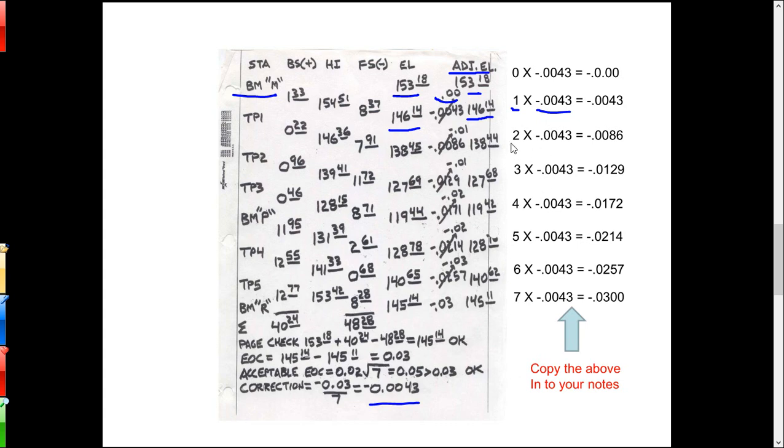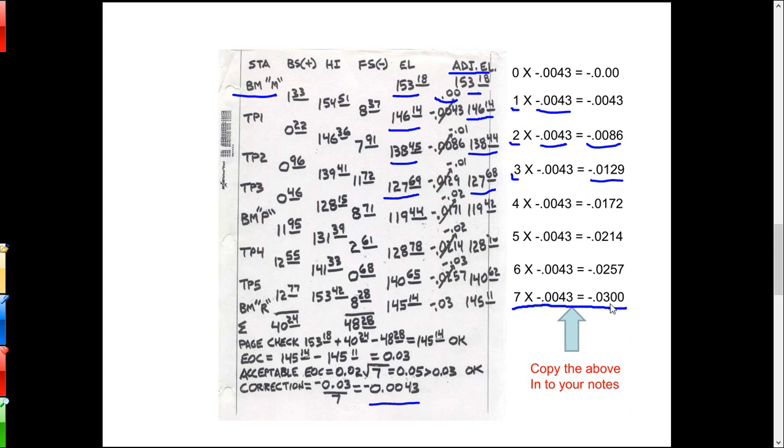Now the next shot, I'll take 2 times the correction factor, negative 0.0043. I'll get negative 0.0086. That rounds to a 100th. So I'll drop this elevation, subtract off that 100th, and get my adjusted elevation of 138.44. 3 times the correction factor gets me negative 0.0129. That rounds to a 100th, so I'll subtract a 100th from this elevation. And I'll just keep going with that procedure.